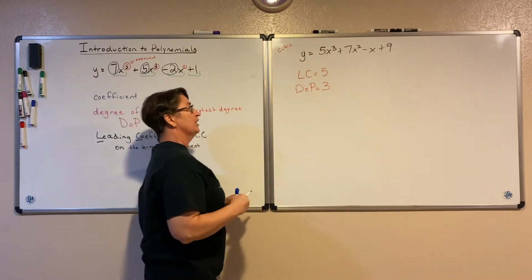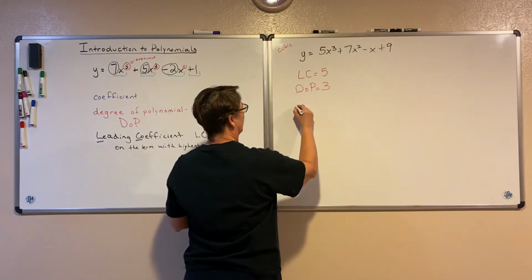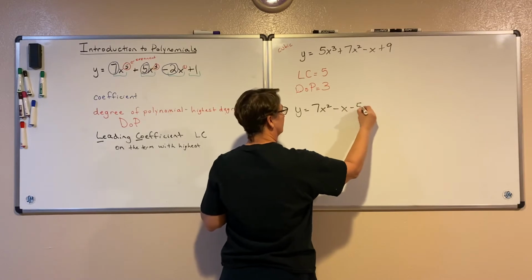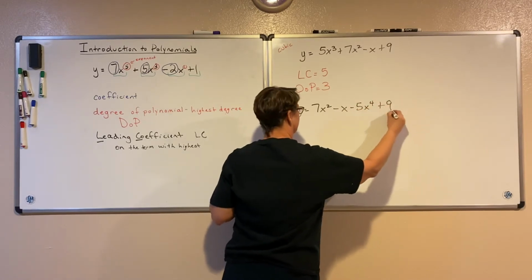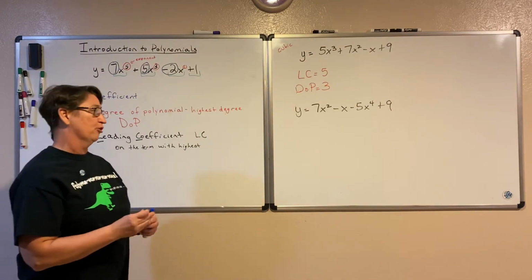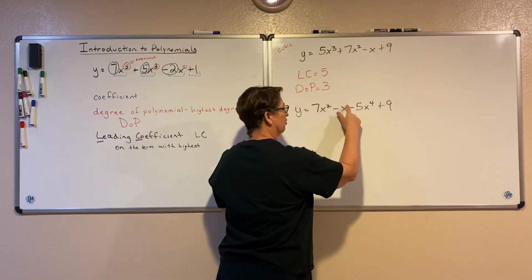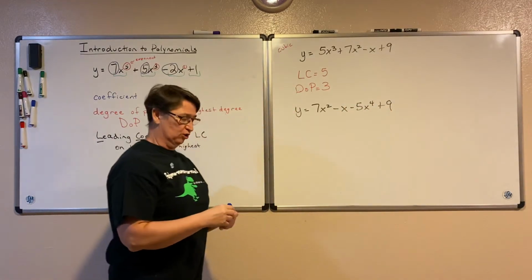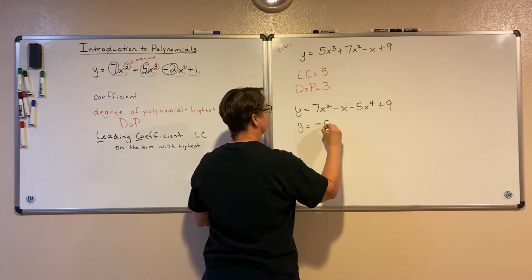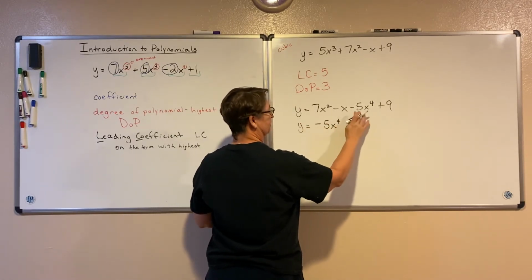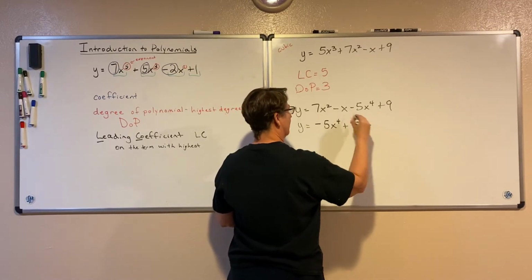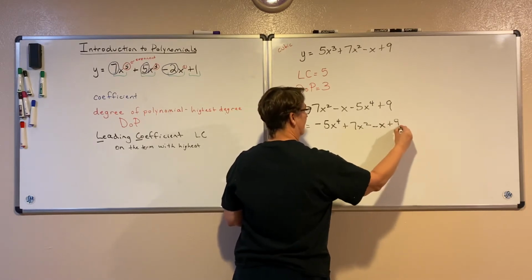Then let's do another one. Here's another polynomial, 7x squared minus x minus 5x to the 4th plus 9. Notice that it is not written in descending order. Here, my exponents, or my degrees, are not in descending order. Let's rewrite this so that I have y equals negative 5x to the fourth, notice the negative is on that 5, plus 7x squared minus x plus 9.